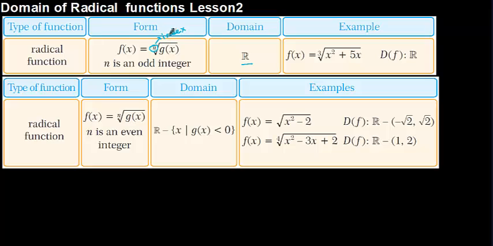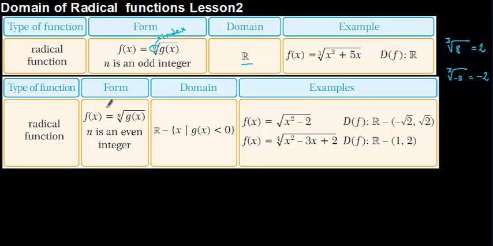There are two options here. The index will be odd or the index will be even. If the index is odd, the domain is all real numbers. This is because of the cube root or fifth root of things. The cube root of 8 is equal to 2, because 2 cubed is equal to 8. The cube root of minus 8 is going to be equal to minus 2. So for the cube root, fifth root, or any odd integer root, positiveness or negativeness is not important.